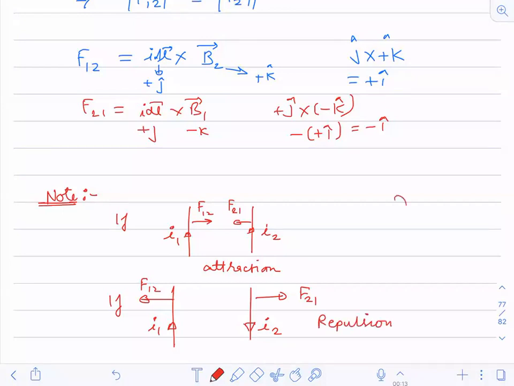But in both the cases, F12 must be equal to F21. In both the cases, the values must be the same, but the direction will be opposite.